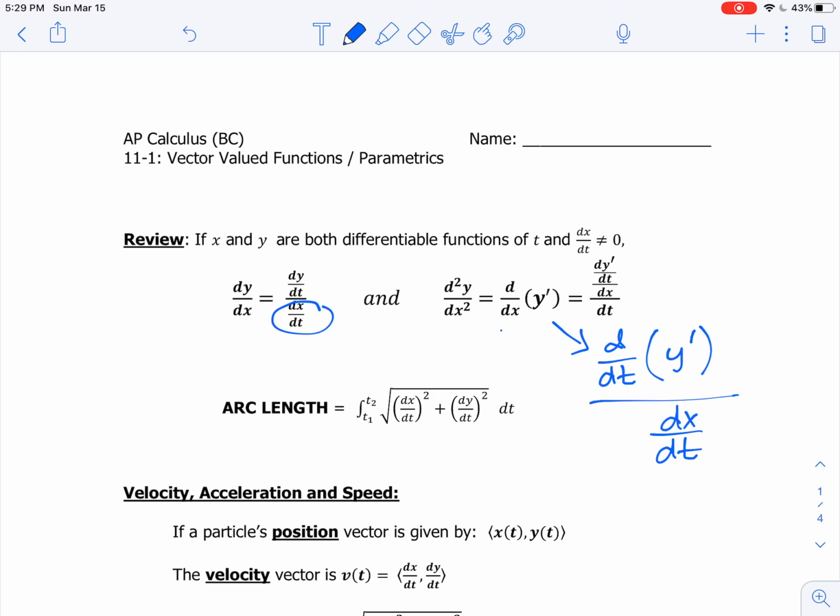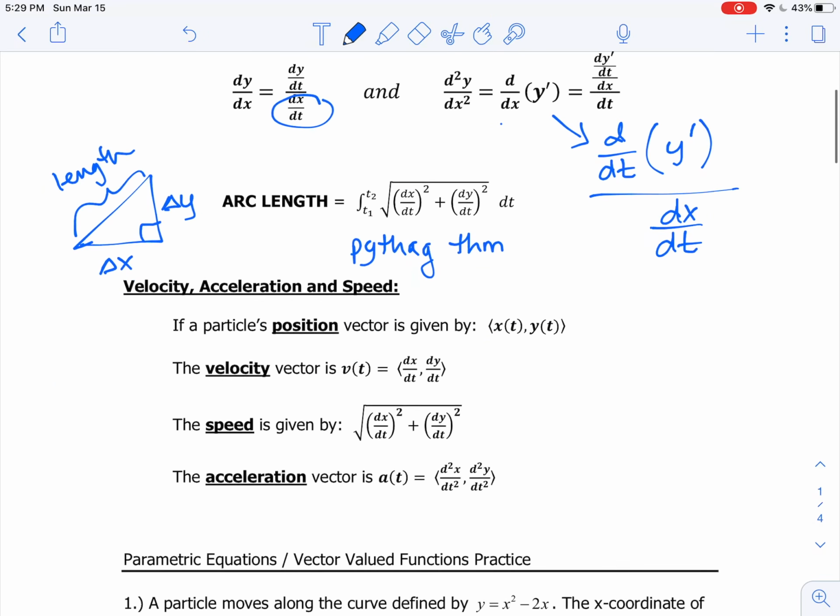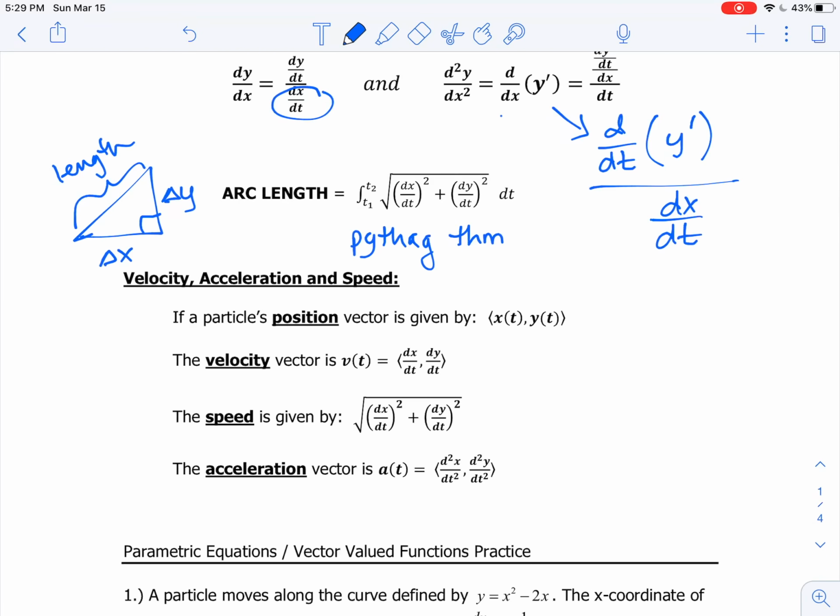Arc length, we're going to go ahead and integrate. And what we're really thinking here is Pythagorean theorem. So we're thinking a change in x squared plus a change in y squared is going to give you the change, right? A change in x, and this is a change in y. And then that's going to give you the length of a little line segment. So we're taking individual line segments and we're adding up all those individual line segments as we go to get the total arc length.